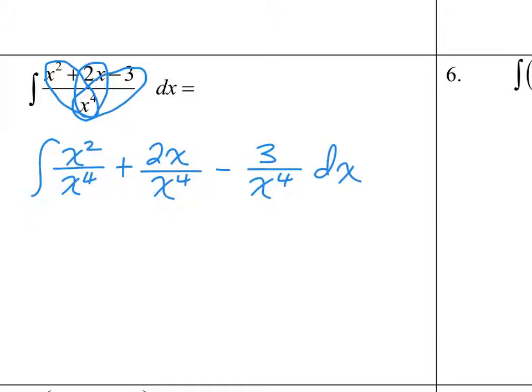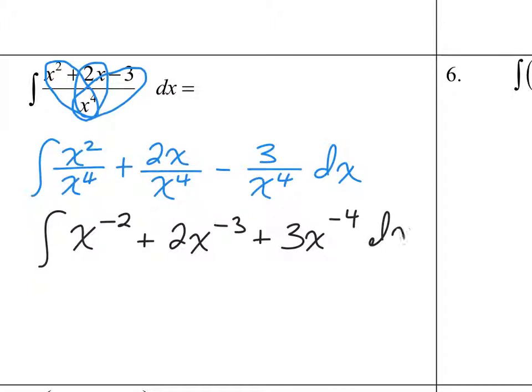Can't you just get the integral of x to the negative 4 and then multiply the numerator? Yeah. Okay. So keep the base, subtract the exponents. x to the negative second plus 2x to the negative third plus 3x to the negative fourth dx.